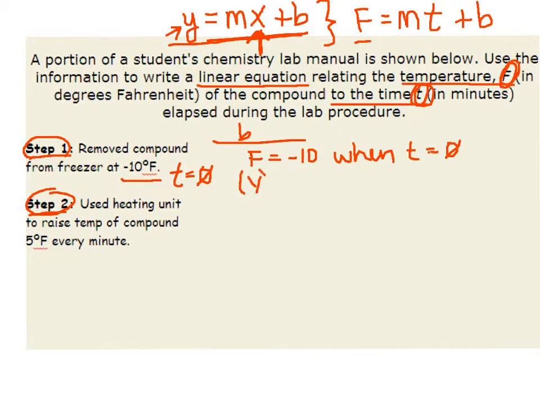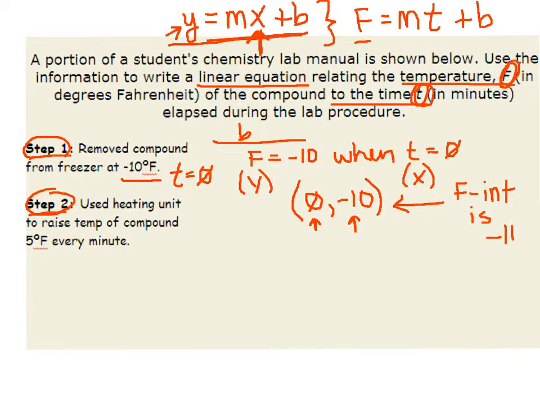Remember that our f is our y, and our t is our x. So if we were to write that into a coordinate point here, we know that x comes first, so it'd be 0, and then y, or our f, so -10. And you'll notice that this is the f-intercept. It's telling us that when the independent coordinate, the t, is equal to 0, our f is equal to this. So we know that our f-intercept is -10.